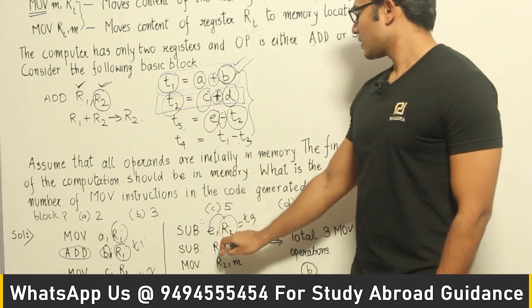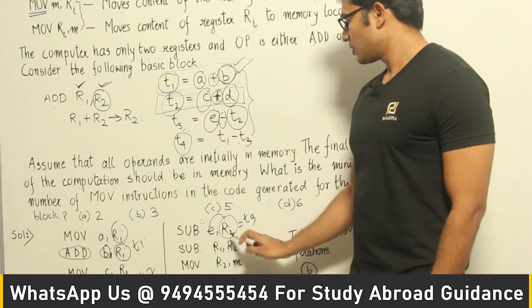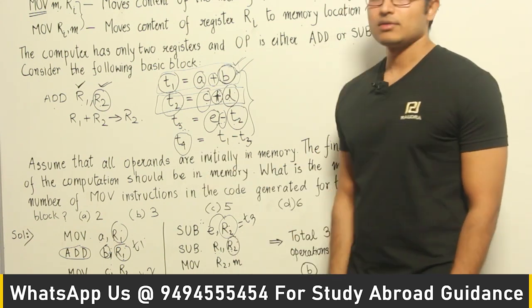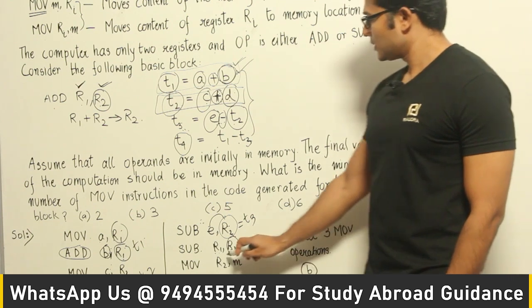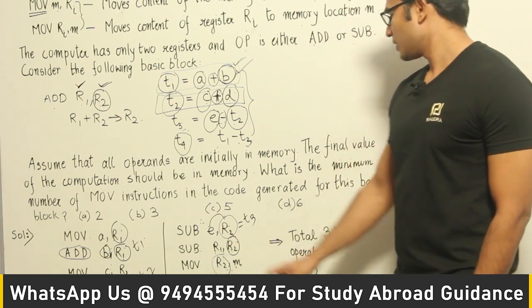So if I write subtract R1, R2, then T4 is computed, and T4 is stored in R2. Finally, the result has to be moved into the memory, that is why we are writing this. Got it? So R2 is finally moved into the memory.